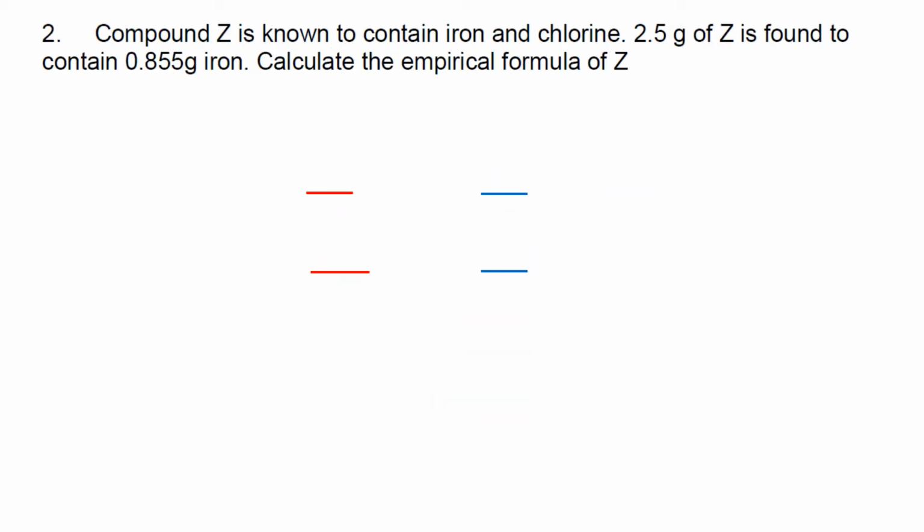Okay, another example here. So pause the narration. I'll just say here, they've been a bit clever with the masses. They've said compound Z is known to contain iron and chlorine. The total mass is 2.5, 0.855 grams of it is iron. So you could do a subtraction to work out the mass of chlorine, and then the method's the same as the other examples. So pause the narration and have a go at this one.